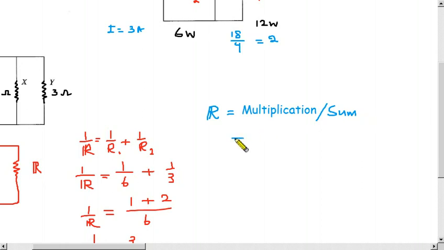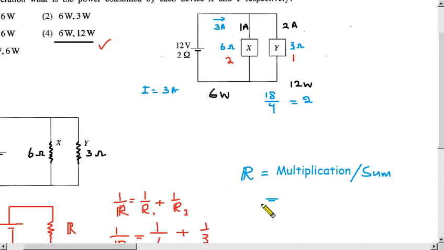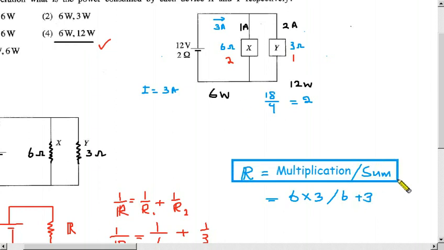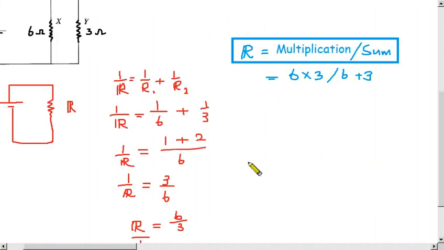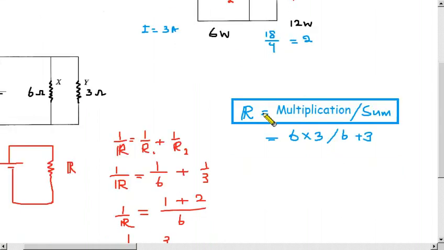So multiplication is 6 times 3. Sum is 6 plus 3. If you are not used to this equation, you have to convert yourself to this equation because this one is easier. Only 2 lines. 6 times 3 is 18, divided by sum, 6 plus 3 is 9. So 18 divided by 9 is 2 ohm.